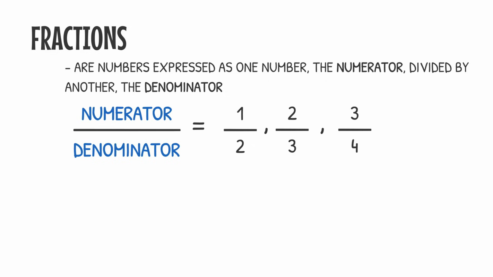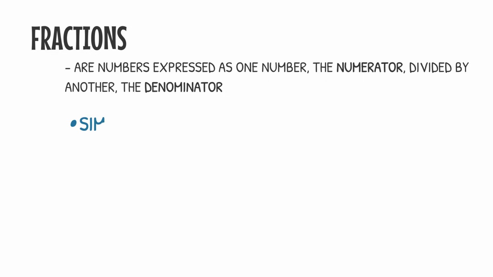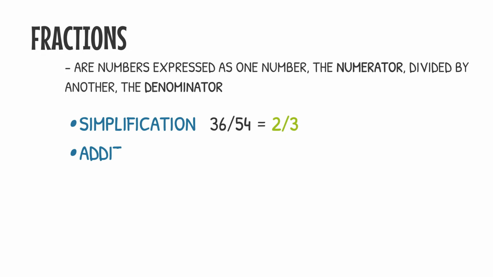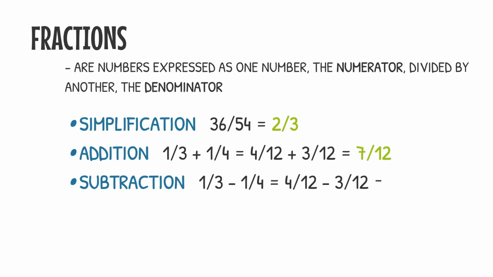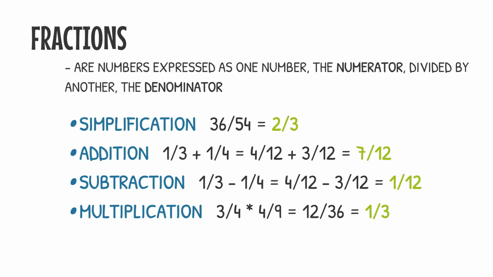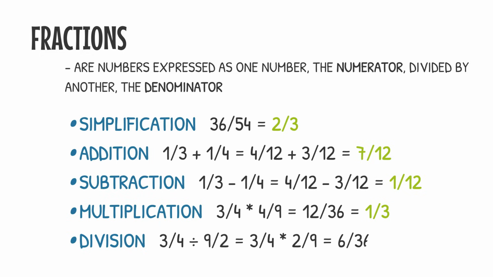You should know how to do the following calculations with fractions. Simplification. 36 over 54 equals 2/3. Addition. 1/3 plus 1/4 equals 4/12 plus 3/12, which equals 7/12. Subtraction. 1/3 minus 1/4 equals 4/12 minus 3/12 equals 1/12. Multiplication. 3 over 4 times 4 over 9 equals 12 over 36, or 1/3. Division. 3 over 4 divided by 9 over 2 equals 3 over 4 times 2 over 9, which equals 6 over 36, which equals 1 over 6.